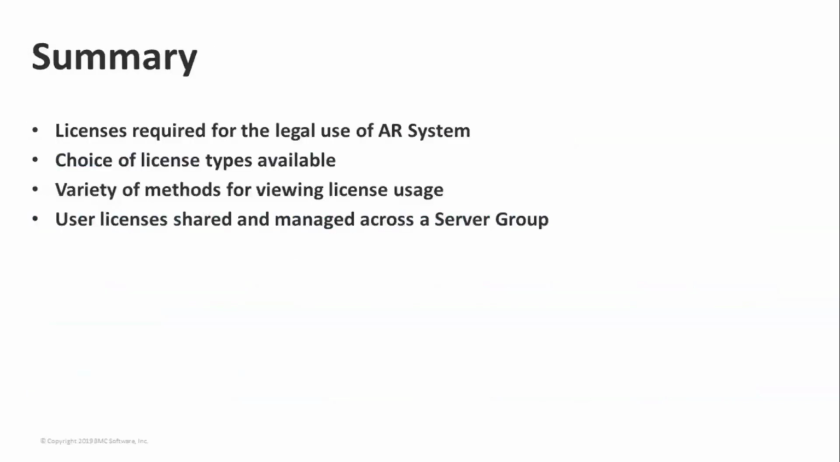Okay, let's summarize what we've talked about today. We have seen that licenses are required for the legal use of AR System, and then we talked about the 3 levels: the server, the application, and the user licenses. We've seen what choices of license types are available, giving flexibility to how users are given access to the system. We've talked about the variety of methods one can use to view license usage in the system. We've seen the relatively new server group console, which gives you a server group view of what licenses are being used. And then we've shown some of the details about how the licenses are shared and managed across the server group.